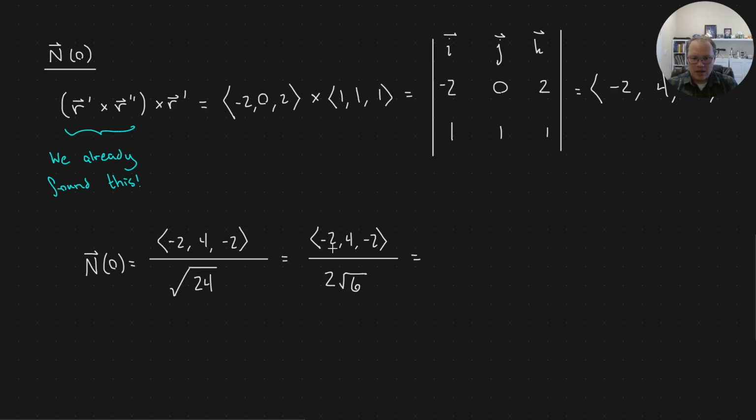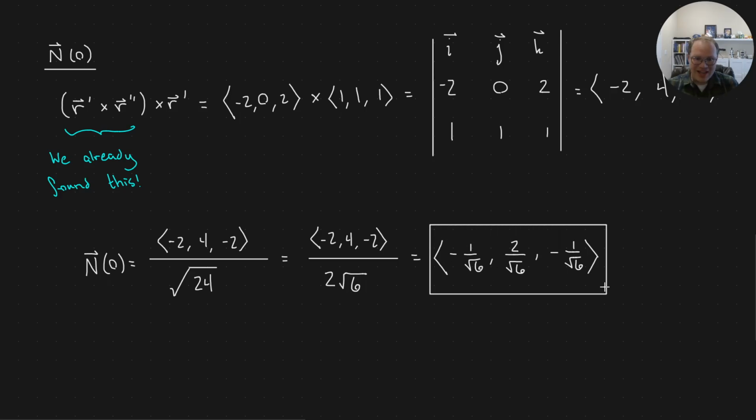So divide each component by 2 root 6. The 2 will cancel in each case. So -2 over 2 root 6 simplifies to -1 over root 6. 4 divided by 2 root 6 simplifies to 2 over square root of 6. And -2 over 2 root 6 is, again, -1 over root 6. And that gives me my unit normal vector.